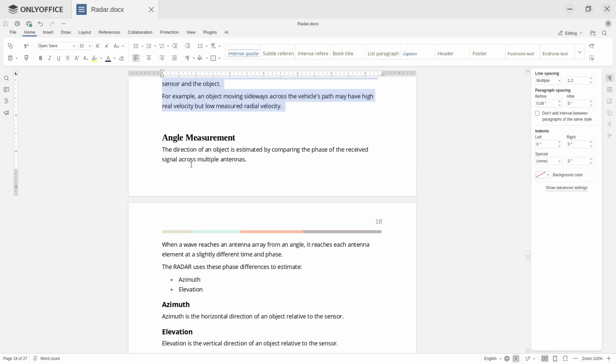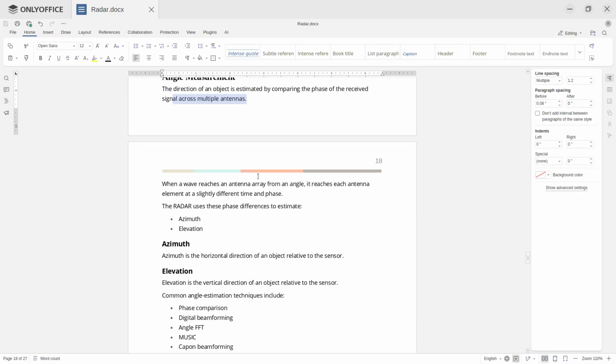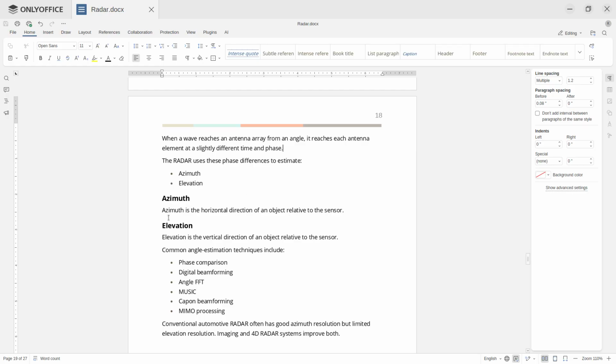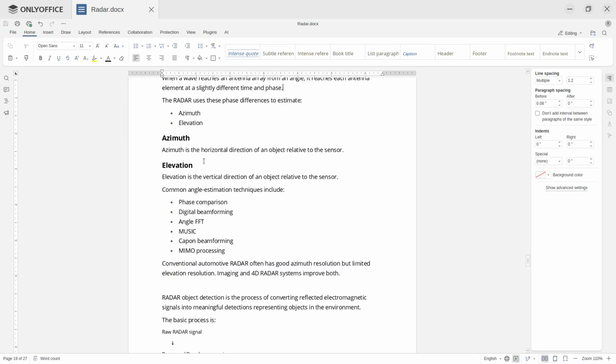Angle measurement. The direction of an object is estimated by comparing the phase of the received signal across multiple antennas. When a wave reaches an antenna array from an angle, it reaches each antenna element at a slightly different time and phase. The radar uses these phase differences to estimate azimuth and elevation. Azimuth is the horizontal direction of an object relative to the sensor. Elevation is the vertical direction of an object relative to the sensor.